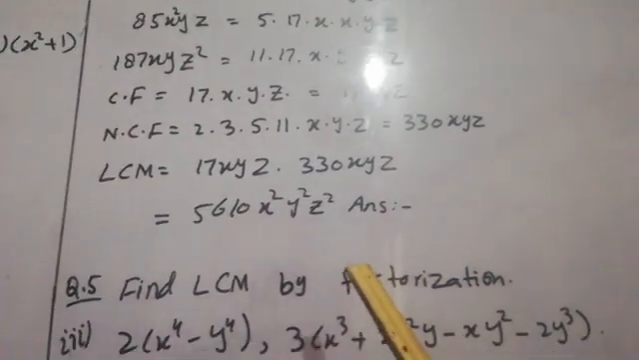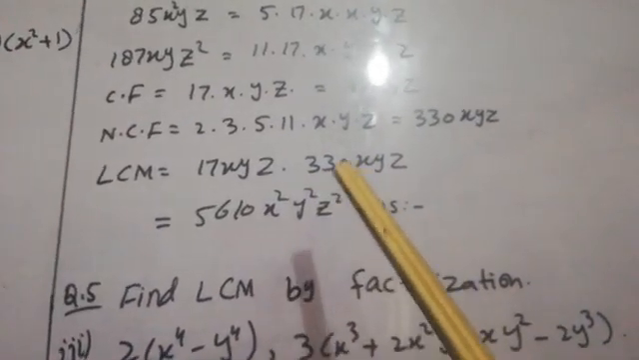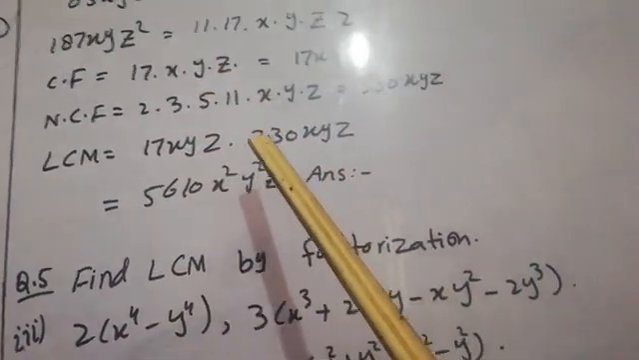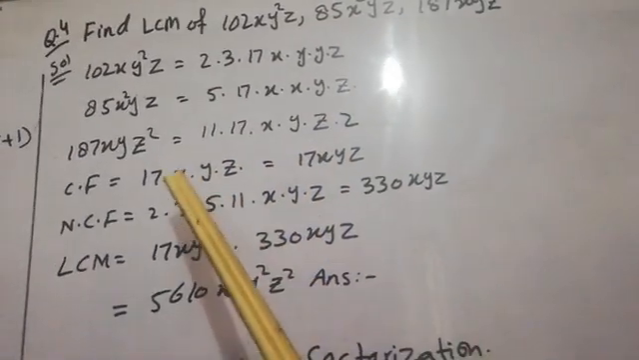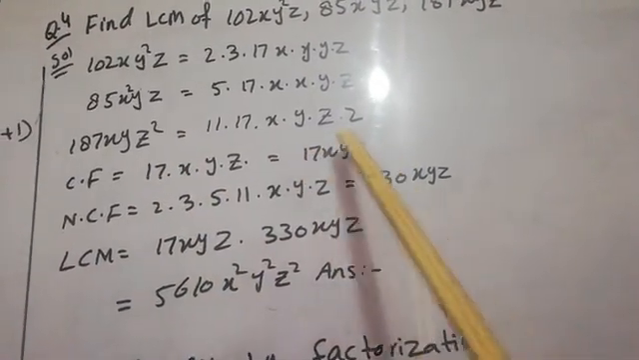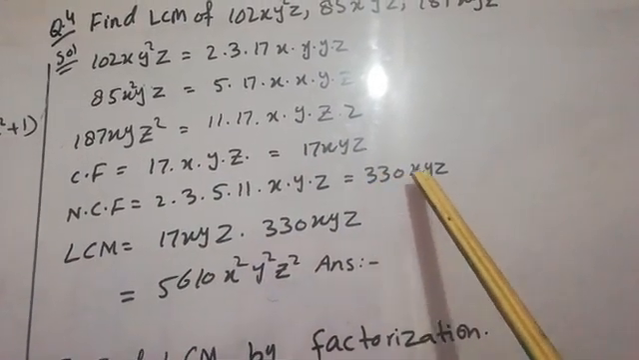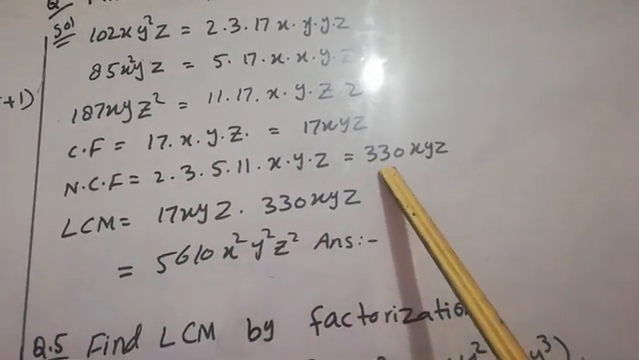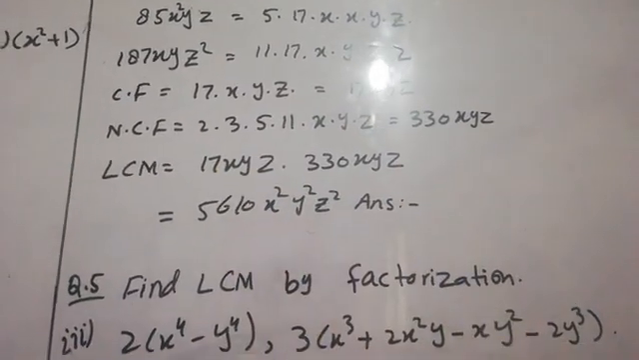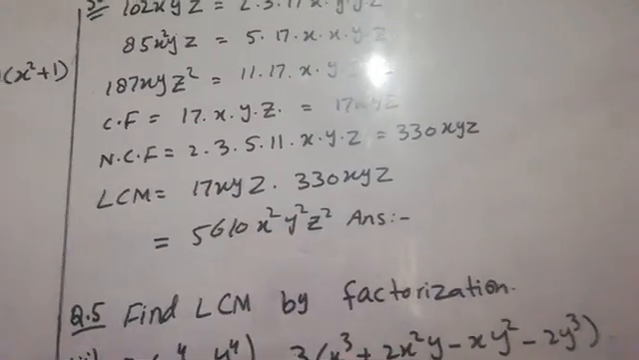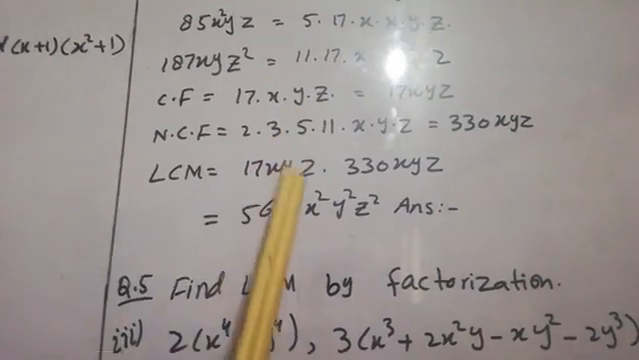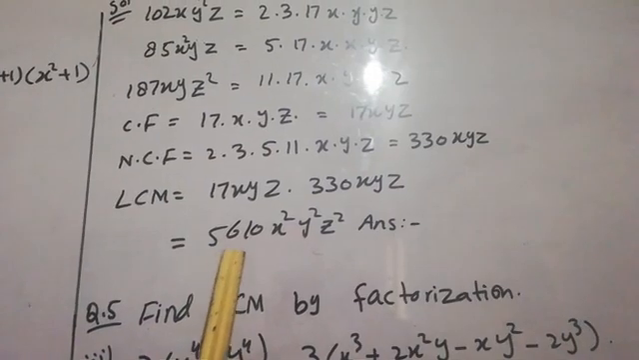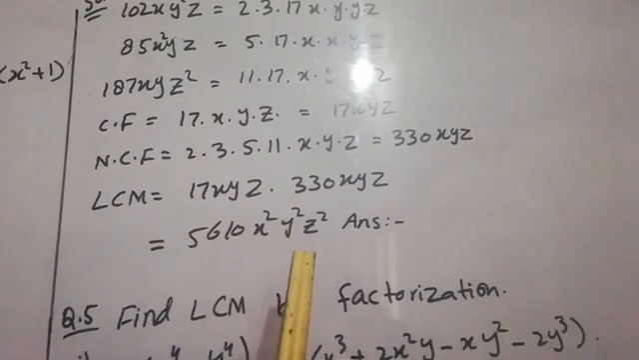Dear student, you know that LCM is a product of the common factors and the non-common factors. So the common factors are 17 xyz and the non-common factors are 330 xyz: 2 3s are 6, 6 5s are 30, 30 11s are 330 xyz. So we will take the product of the common and non-common factors for the LCM, so 17 multiplied by 330 is equal to 5610 x square, y square and z square.